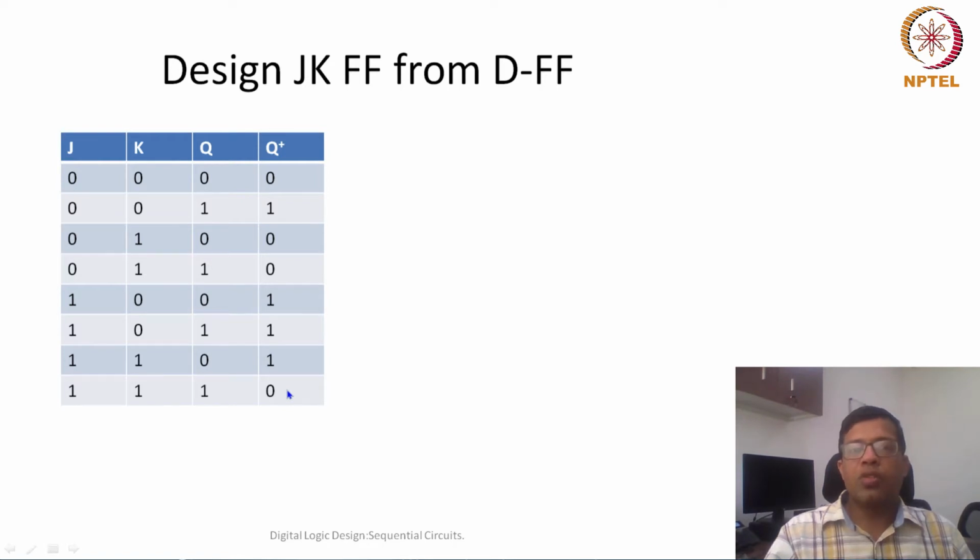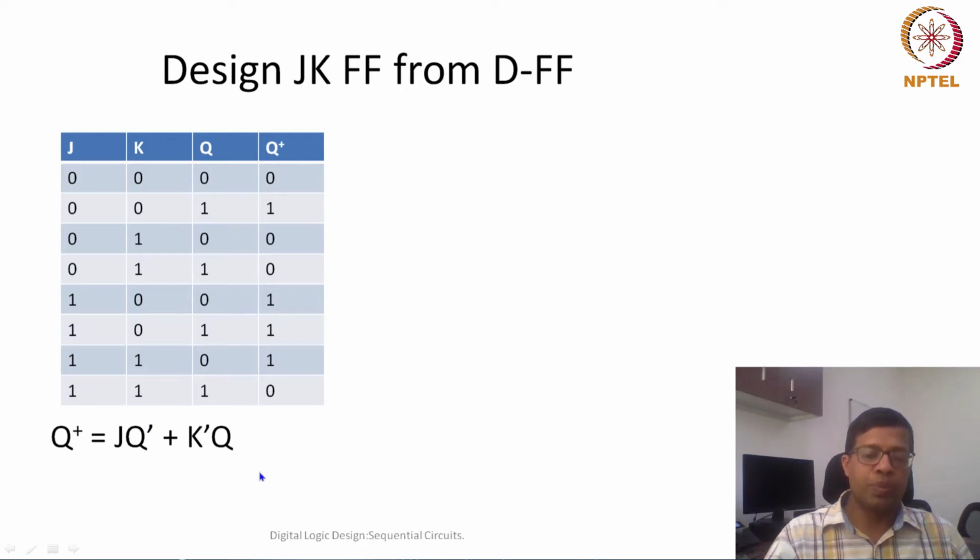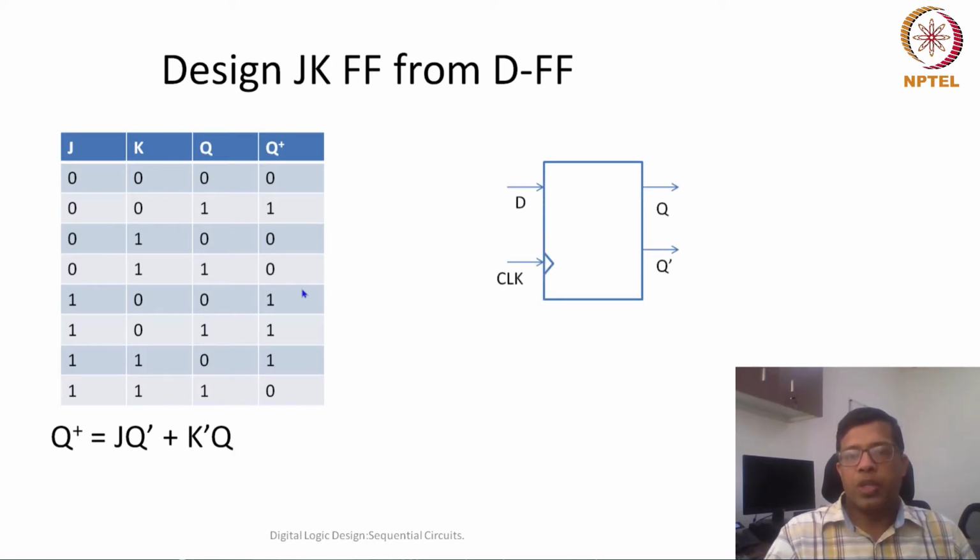So we can solve a K-map, and we can see that Q plus can be written as J Q dash plus K dash Q. Now we would like to design this JK flip-flop using a D flip-flop. The D flip-flop is a delay flip-flop. Whatever is the input of D would be represented by Q at the active edge of the clock. So we can also write that Q plus is equal to D for the D flip-flop.